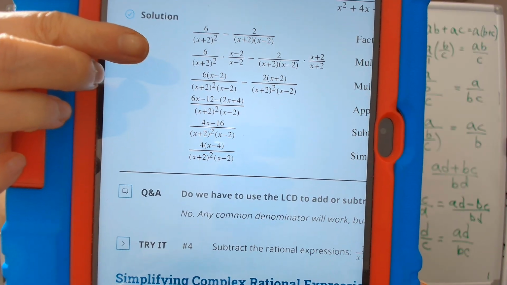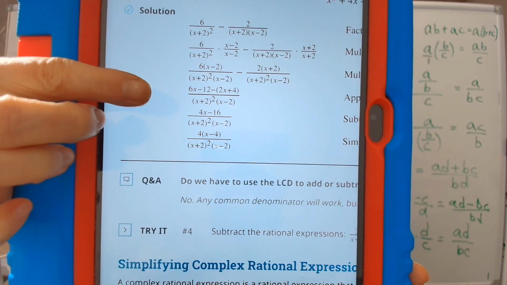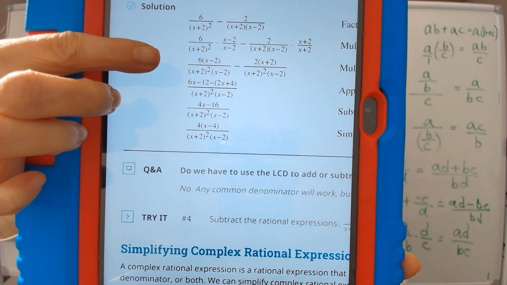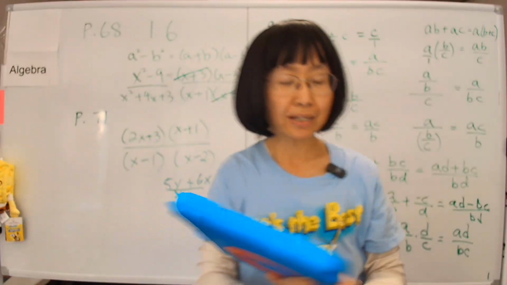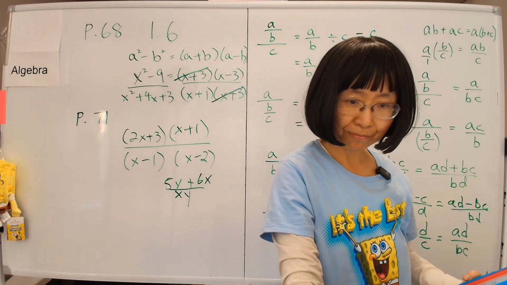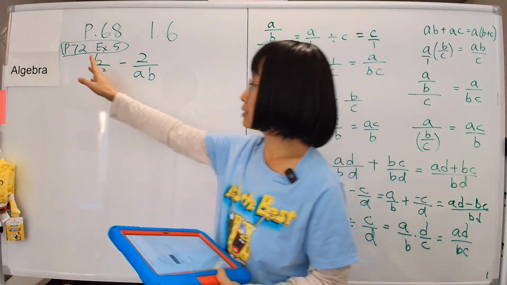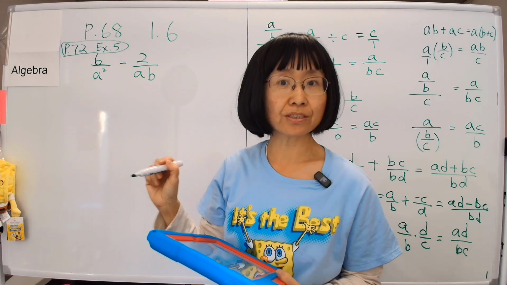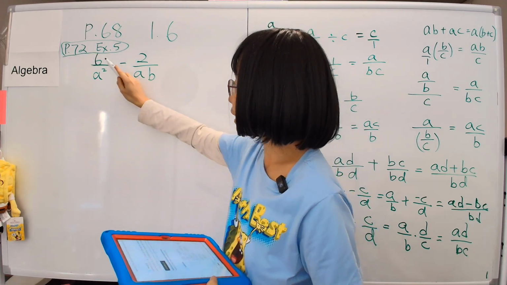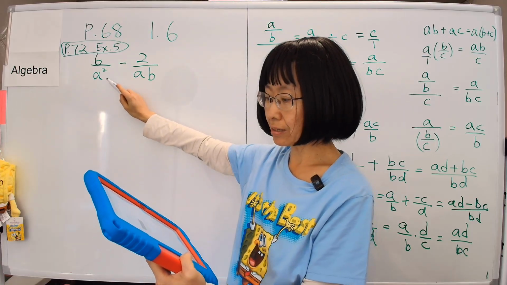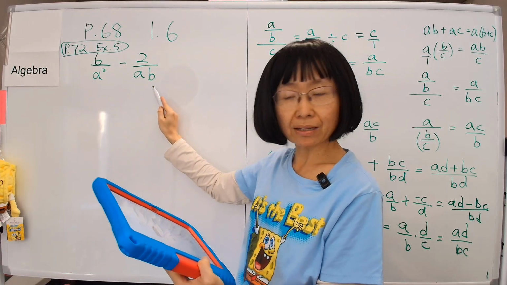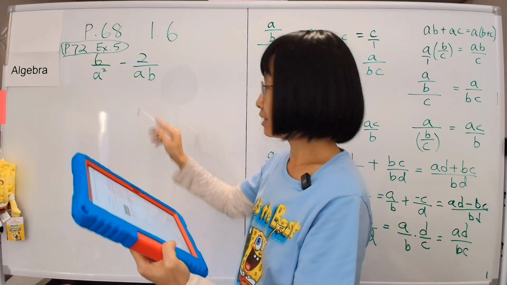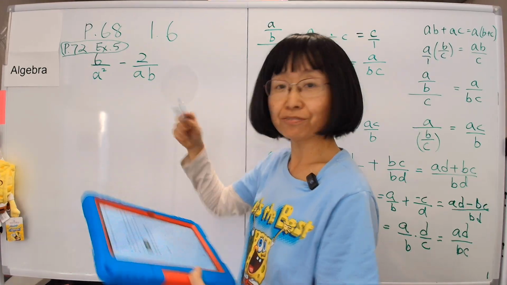Once we do the multiplication, everything has the common denominator, and then we have to do the subtraction. Now, let me clean off the board to explain this better. We're doing example 5 on page 72, but before that, let's do a simpler version to see what's going on. Let's say we have a problem of 6 over a squared and then 2 over ab, where a here stands for x plus 2, and b here stands for x minus 2.